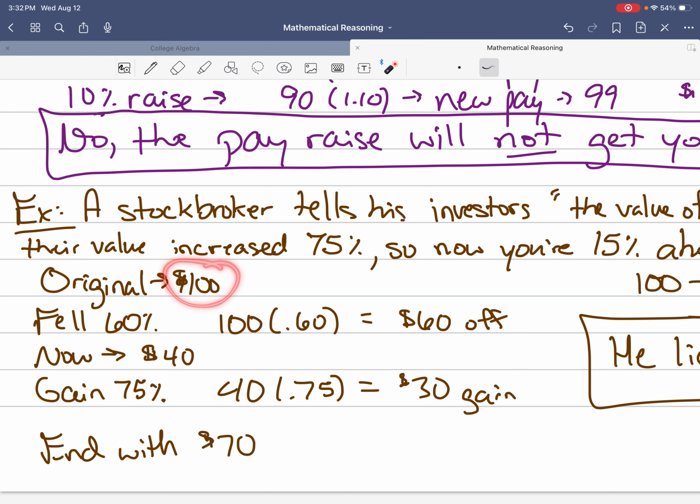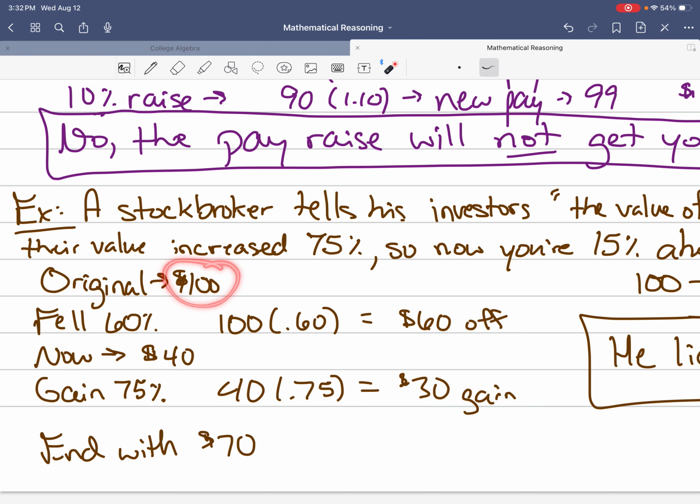Now, again, since this was 100% and this is like 70%, that means that actually we're behind by 30%. So he flat out lied to us because they're actually 30% behind on the value of these stocks. They are not 15% ahead. They're not ahead at all.